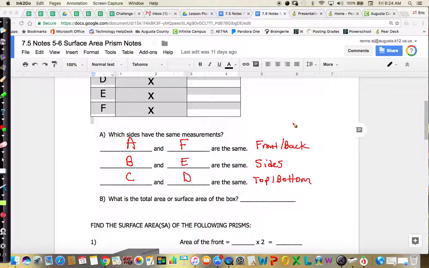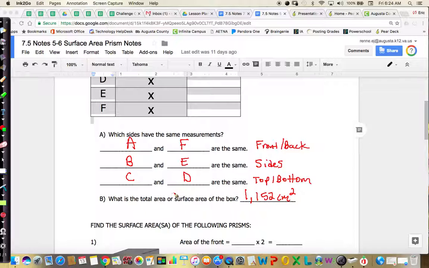So surface area is the area of all the surfaces. We just found the area of all the surfaces because a rectangular prism has 6 surfaces. So if we add them all up, we get 1,152 centimeters squared.